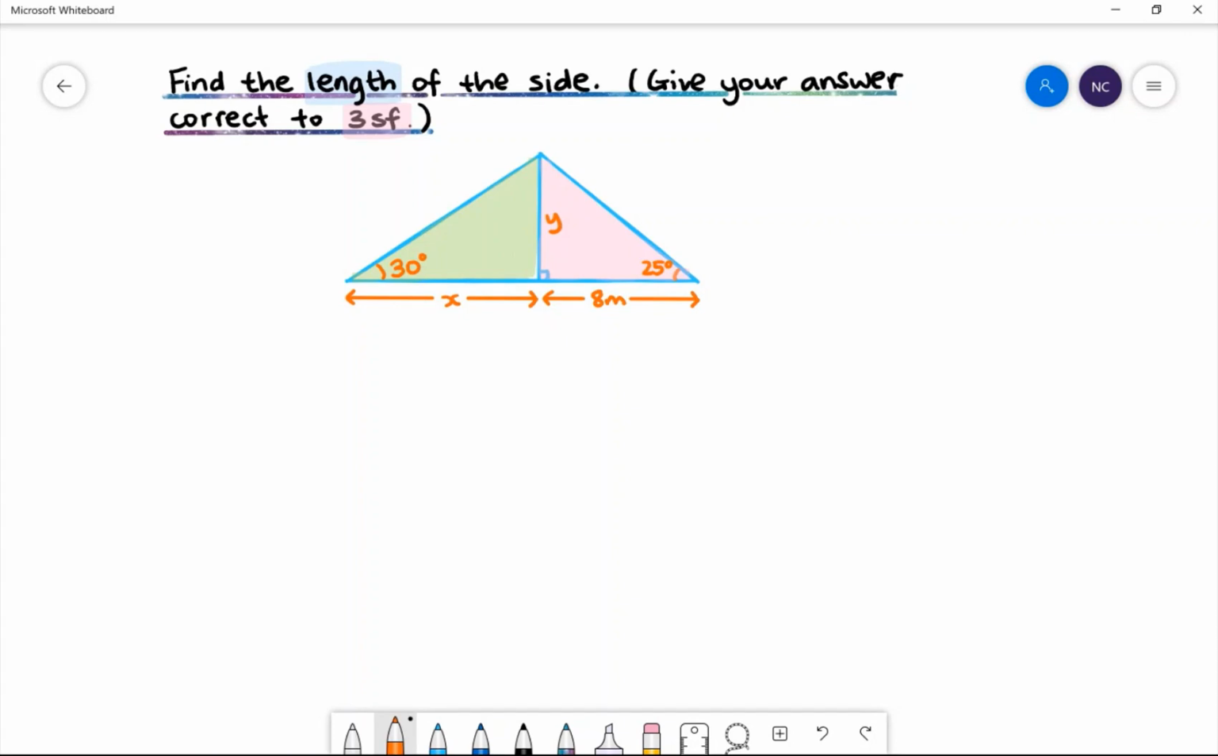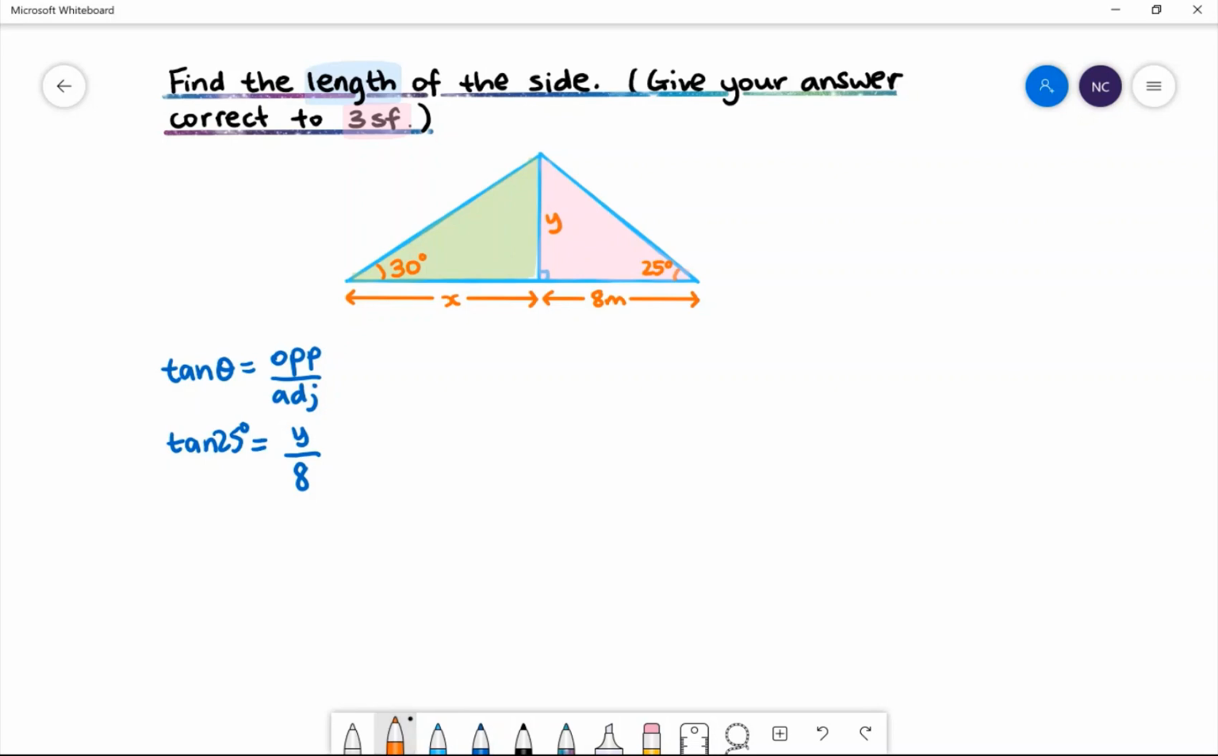To find y, we need to use the tan ratio for the pink triangle. The tan ratio is tan theta is equal to the opposite side divided by the adjacent side. Theta in the pink triangle is 25 degrees. So we have tan 25 degrees equals the opposite side. The opposite side of 25 is y. The adjacent side to 25 degrees is 8 meters.